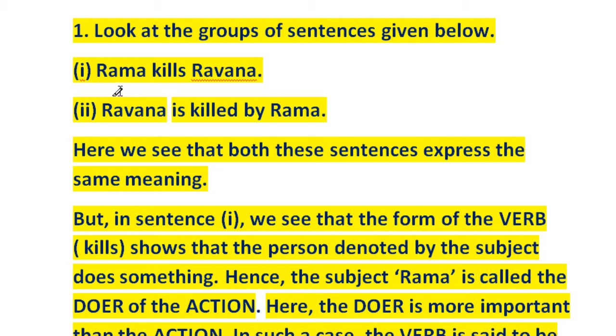So when the subject is the doer, when the person denoted by the subject does something, the verb is said to be in the active voice, and when the person denoted by the subject is not the doer, that is when it does not do anything, the verb is said to be in the passive voice. In the active voice, the doer is more important than the action, and in the passive voice, the action is more important than the doer.